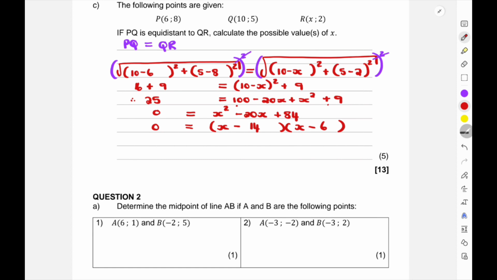Remember, if you've got the silver calculator or the special new white one, then you can use your mode setup. 5 for equations, then the third one for the trinomial, and put in A's value is 1, B's value is negative 20, and C's value is 84. And then you get X is either 14 or 6.